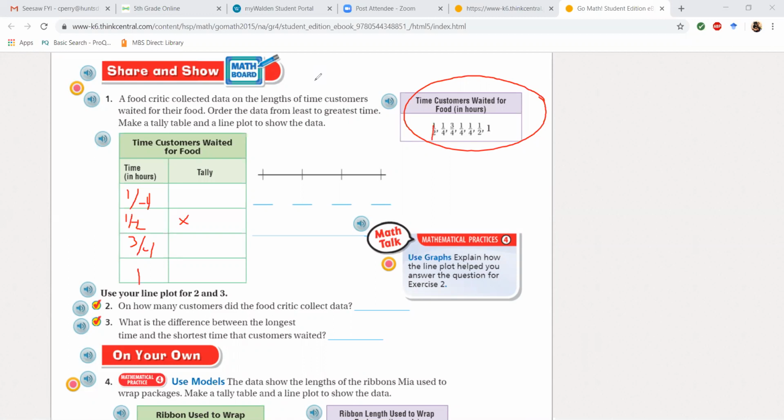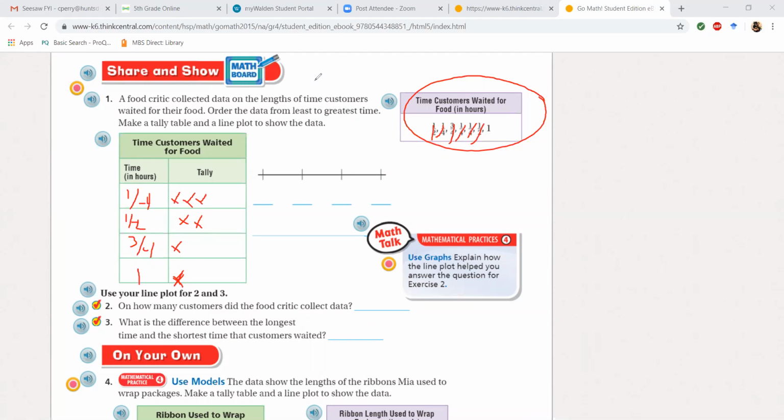1/2, throw an X. 1/4, throw an X. Cross it out. 3/4, throw an X, cross it out. 1/4, X, cross it out. 1/4, X, cross it out. 1/2, X, cross it out, and then 1/2. These poor saps waited for their food for an hour. They're not coming back. Okay, so let's look at my line plot over here.